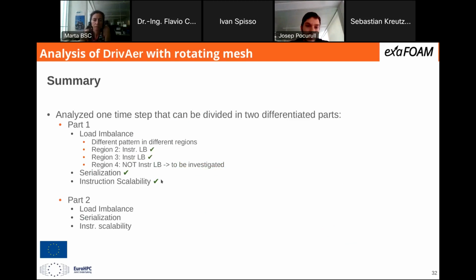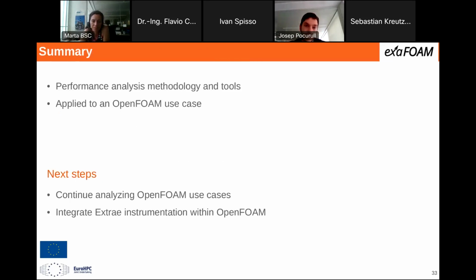So here is a summary: first we analyzed one time step and divided it in two parts. In part one, we identified the load imbalance that was caused by two of the regions, and the serialization also by one of the regions of the load imbalance, and we also found the instruction scalability problem. The next step will be to analyze part two, and that's all for my analysis.